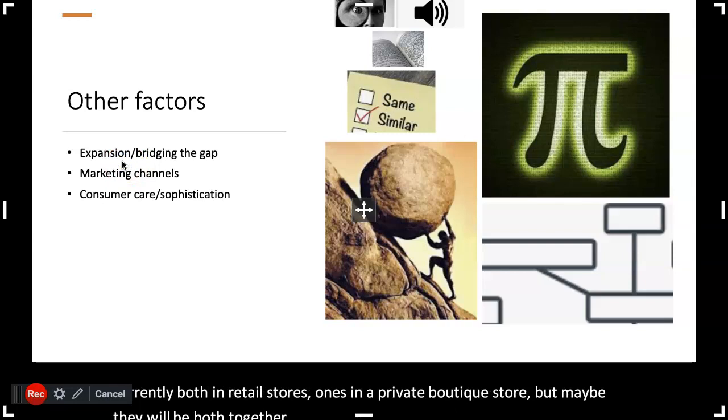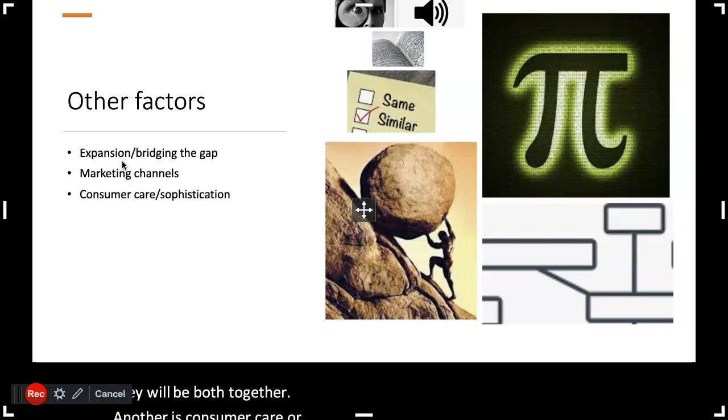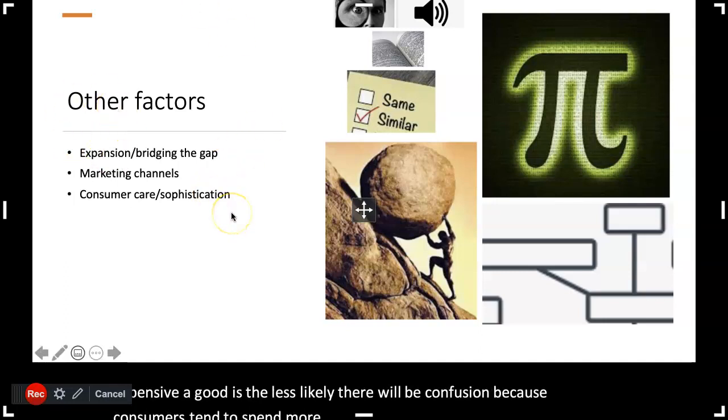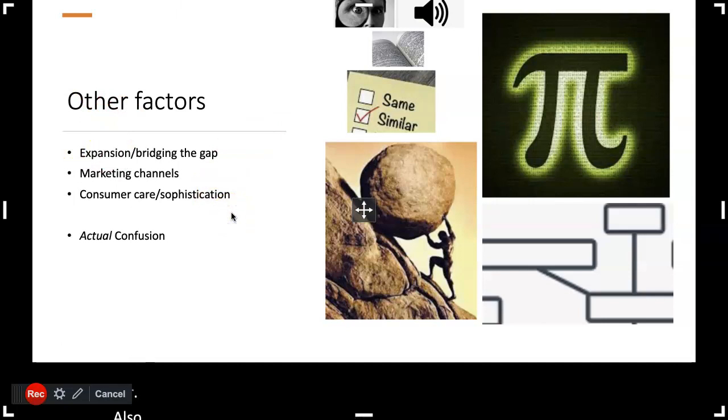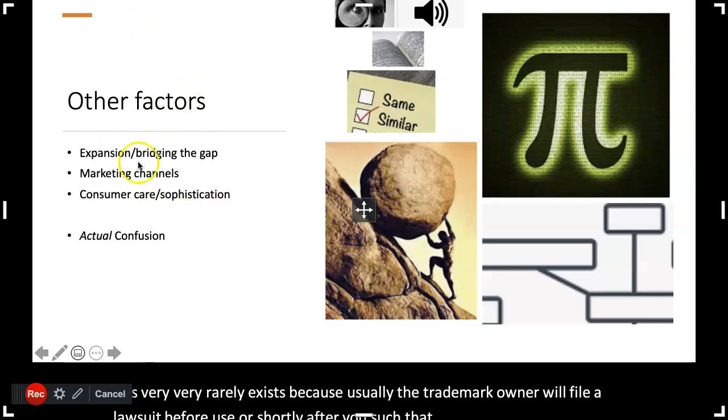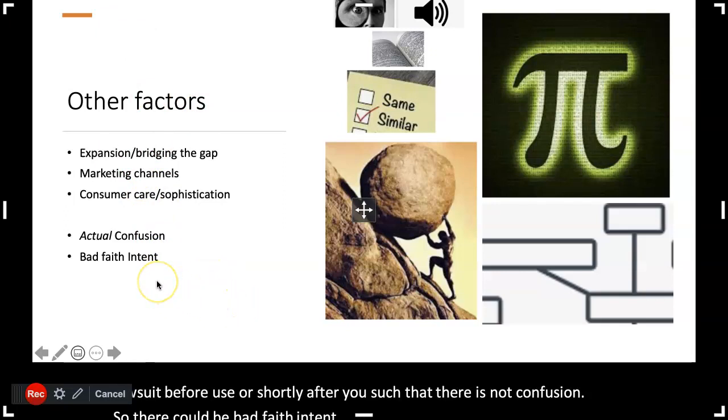Another is consumer care or sophistication. Basically, that means the more expensive a good is, the less likely there will be confusion because consumers tend to spend more time evaluating before buying, say, an expensive car. Also, there could potentially be actual confusion by some consumers, but this very, very rarely exists because usually the trademark owner will file a lawsuit before use or shortly after use such that there is not confusion. Also, there could be bad faith intent, but again, this does not always exist.